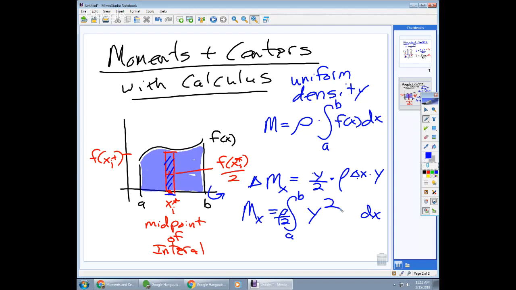That's it. But you have that with a dx. But you have a y and a dx. Y is a function of x here.